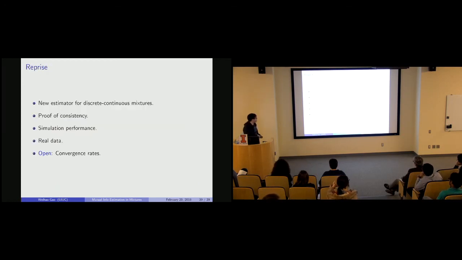So as a summary, in this paper, we propose an estimator for mutual information for continuous-discrete mixtures, proved consistency, and showed both synthetic and real data performance. There is still a very big open problem, which is the convergence rate of our estimator. The convergence rate of the KSG estimator has been studied before, but in this case, the mixture distribution is quite complicated because of dimension and other issues. So this convergence rate is still a very open problem. Okay, that's it.